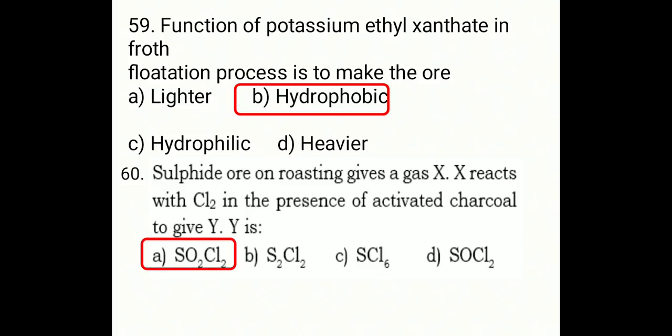So this completes the detailed solution of the 2020 KCET paper, which was completed recently.